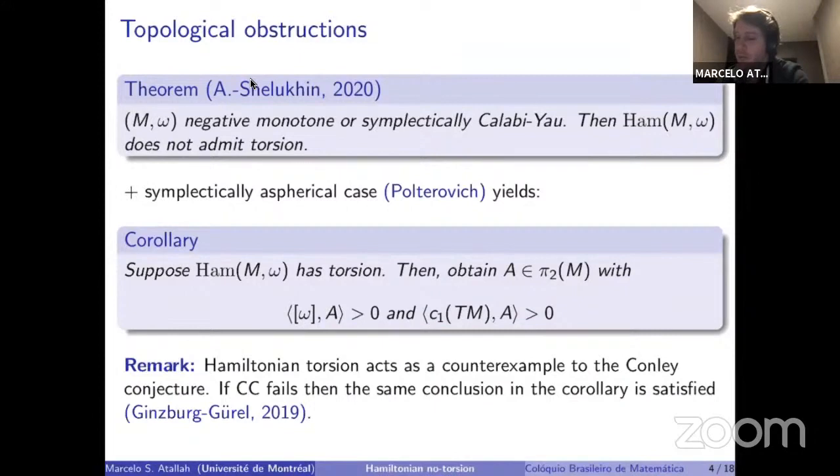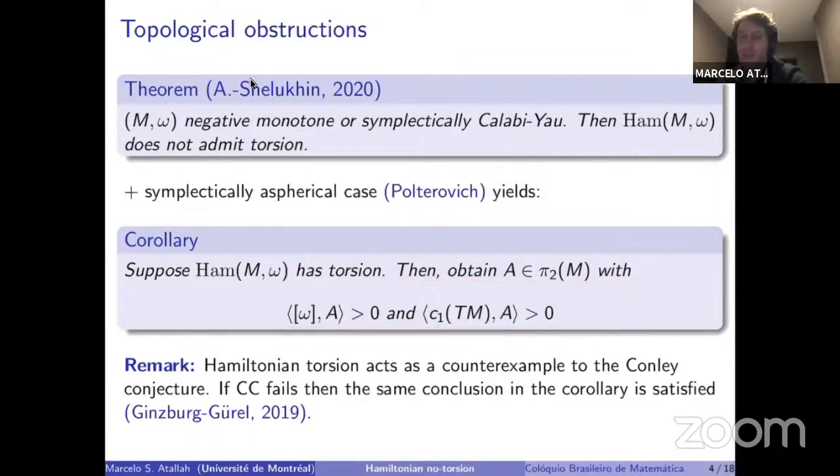And this points to an interesting connection between Hamiltonian torsion and the Conley conjecture. So just to recall, the Conley conjecture states that for a broad class of symplectic manifolds, every Hamiltonian diffeomorphism has infinitely many periodic points. And what Ginzburg and Gürel showed was that whenever one could find a counterexample to the Conley conjecture, that is, a Hamiltonian diffeomorphism with only finitely many periodic points, this exact same conclusion as that of the corollary is obtained.